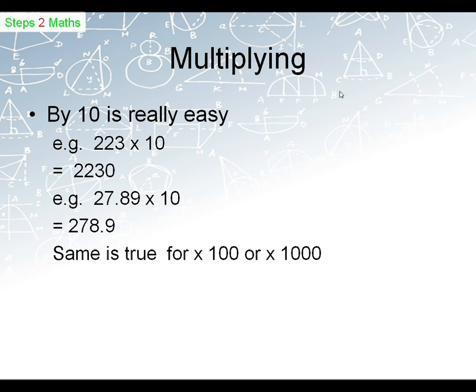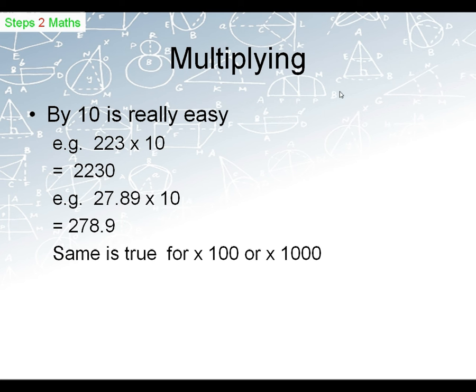One of the things that we want to look at here in terms of multiplying is the idea that multiplying by 10 is very easy. So if we can multiply by 10, that's what we want to do. For example, 223 multiplied by 10 is 2,230. You just stick a 0 on the end. Similarly, the number 27.89, when it's multiplied by 10, you get 278.9. To multiply by 10, you just move the decimal point one place to the right.